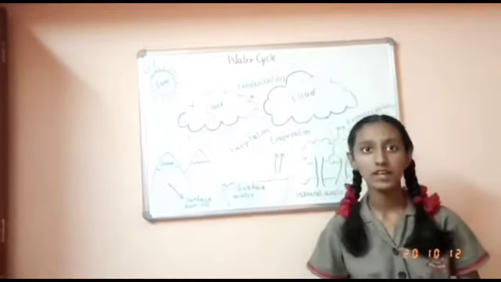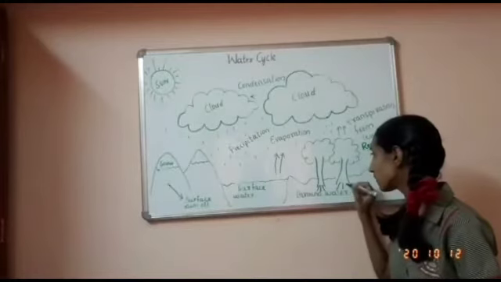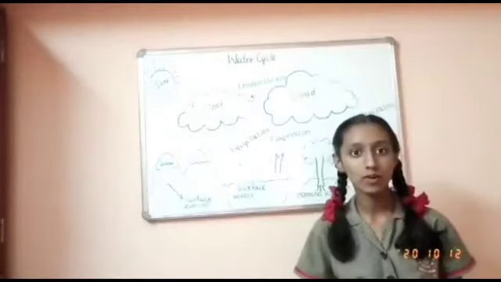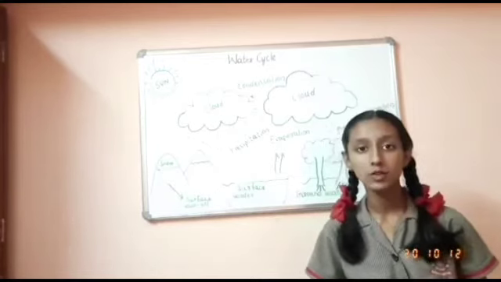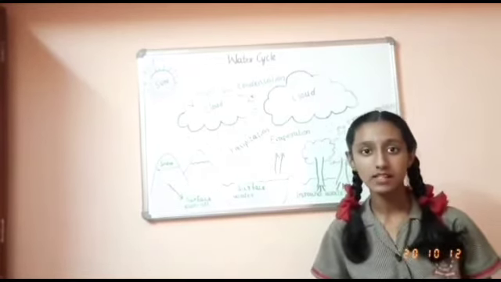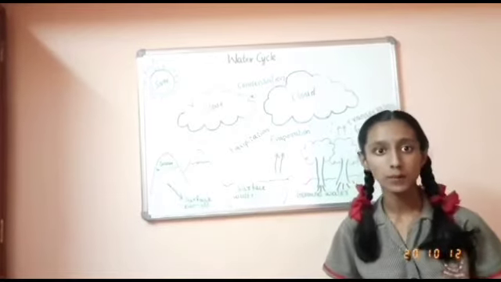Transpiration is a process in which plants intake the water from the roots and release excess water into the atmosphere in the form of water vapor. The humans and animals release water vapor into the atmosphere during their respiration process.